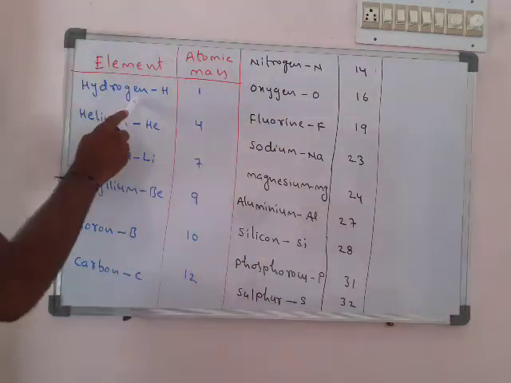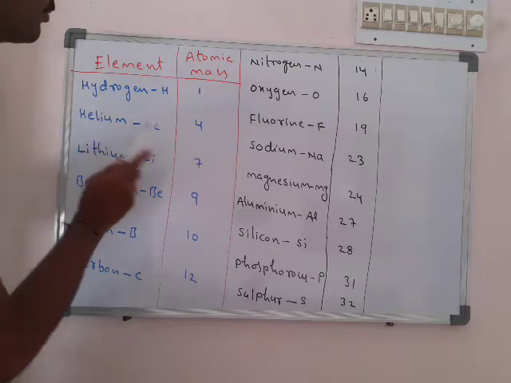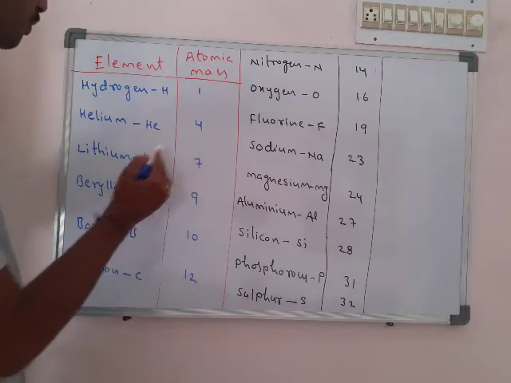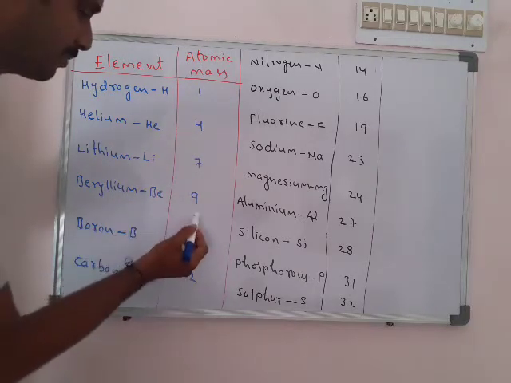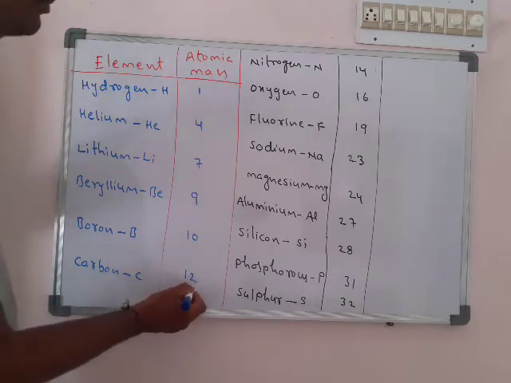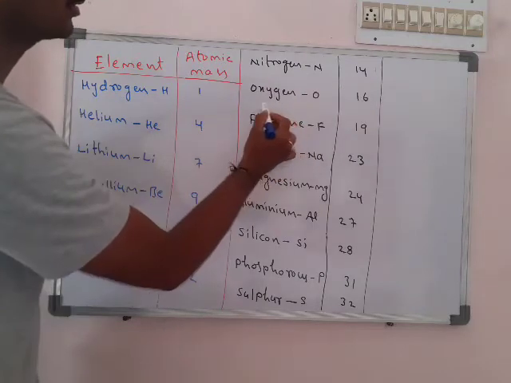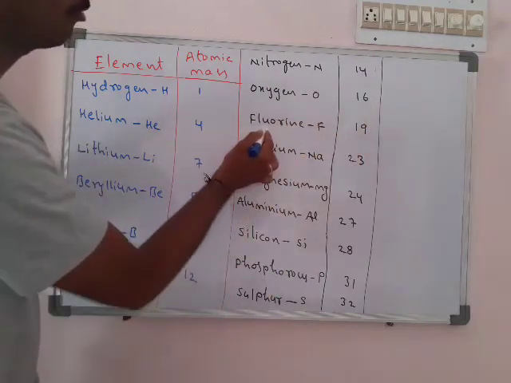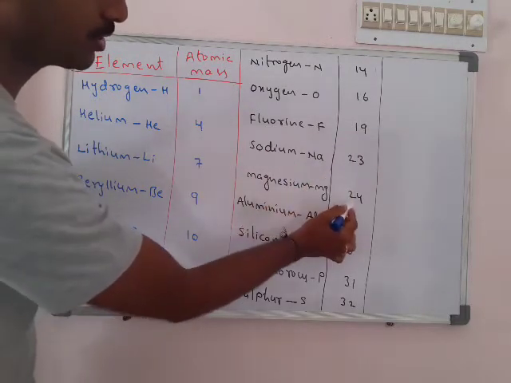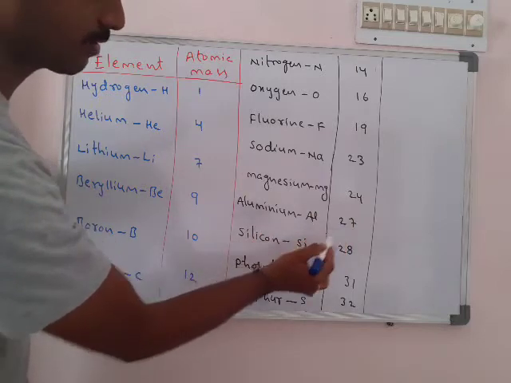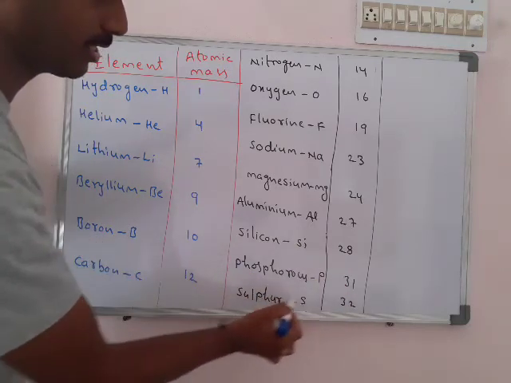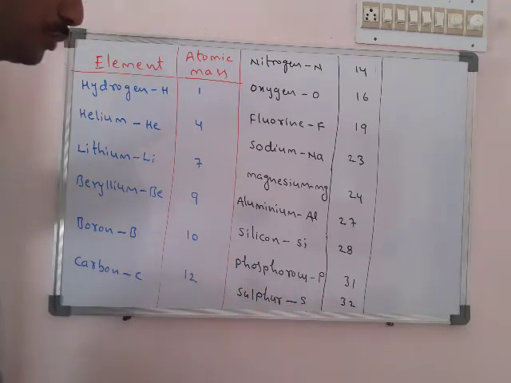See, the atomic mass of hydrogen is 1. Okay, in terms of grams you can take, or you can take the unit, no problem in it. Helium 4, lithium 7, beryllium 9, boron 10, carbon 12, nitrogen 14, oxygen 16, fluorine 19, sodium 23, magnesium 24, aluminum 27, silicon 28, phosphorus 31, sulfur that is 32.